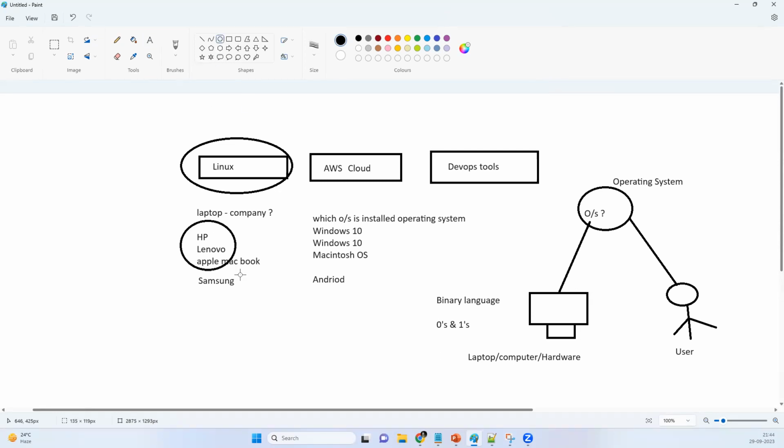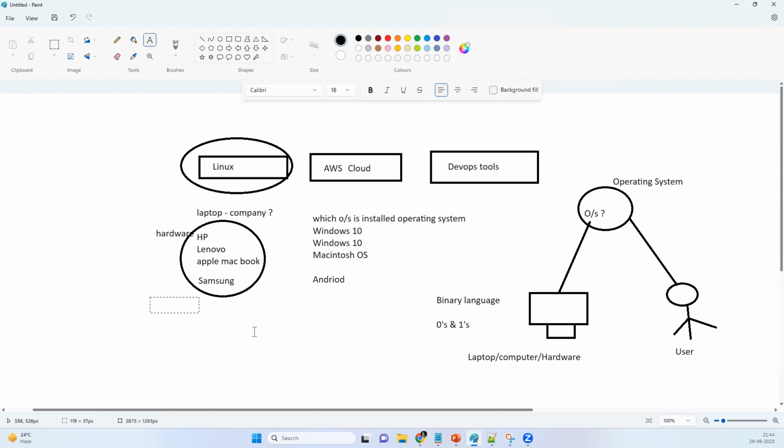So these are the hardware. These are hardware. Hardware knows only binary language.